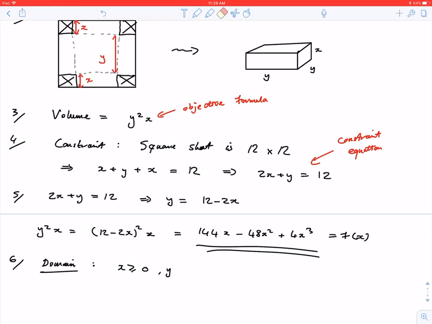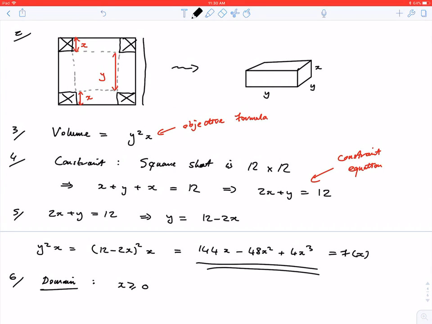So the constraint equation tells you what? Well, you've got 2x plus y is equal to 12. Now y itself has to be positive, right? So that means that 12 minus 2x has to be positive. That means the biggest possible value x can be is 6. If x gets bigger than 6, these squares would overlap in the corners, which doesn't make any sense, and y would become negative, which doesn't make any sense.